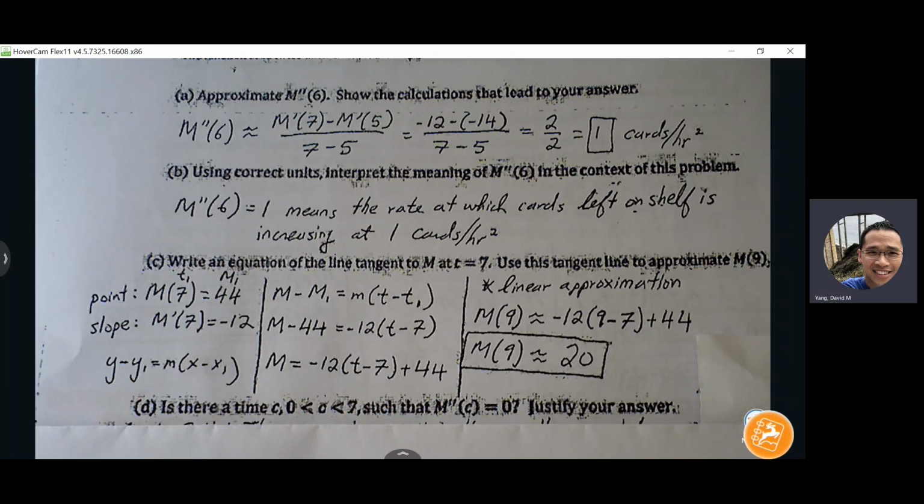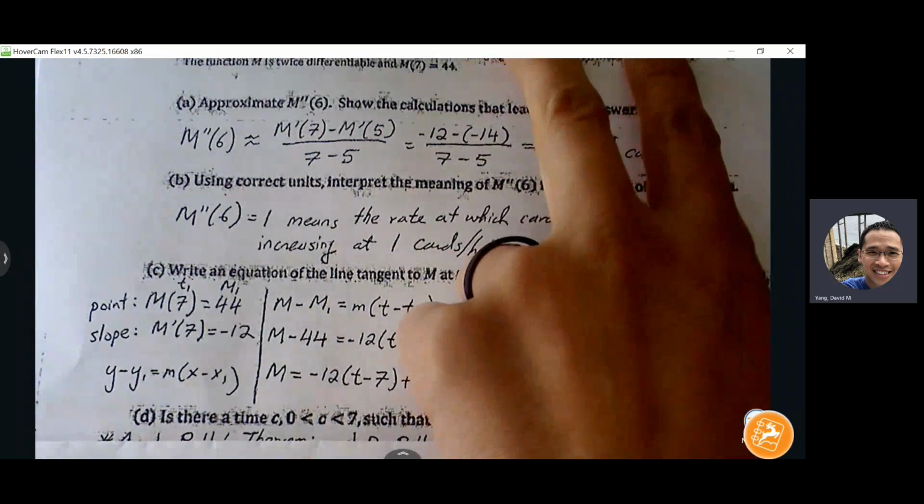Okay, part B. Is there a time between 0 and 7 such that m double prime of c is equal to 0? We don't have m double prime in front of us, so what theorem are they trying to get us to use here? Rolle's theorem. Right. So basically, Rolle's theorem says I can guarantee a slope of 0 if I have two endpoints that are the what? The same. So do you see any same endpoints? Yeah, 4 and 7. There you go.